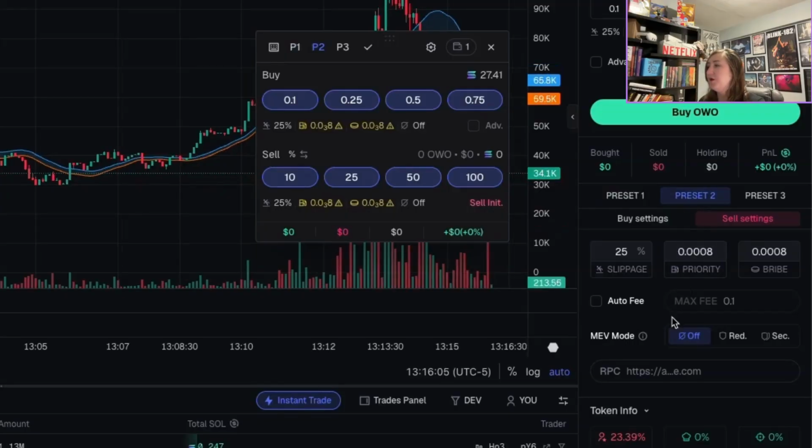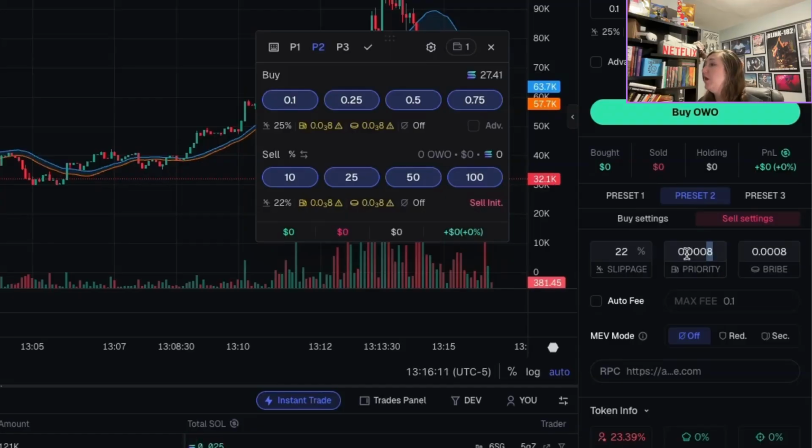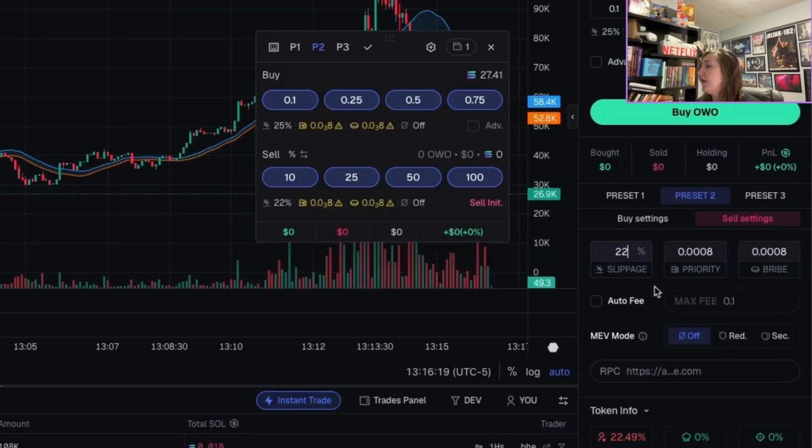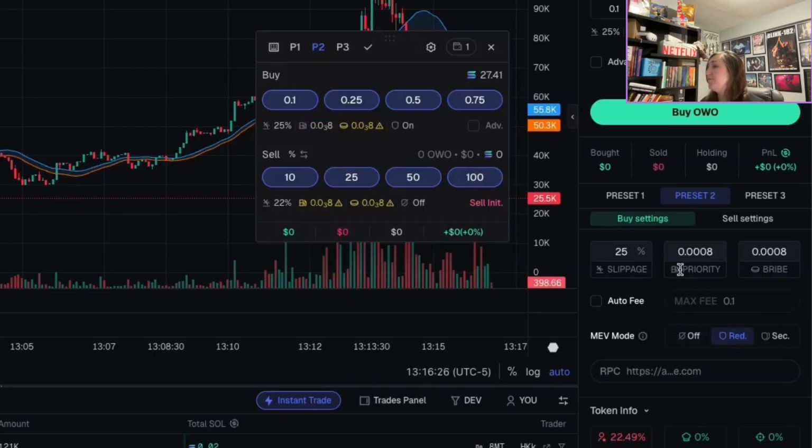So preset 2, if we have mid-range volume, I might even reduce this down to 22% here and have around 0.005 to 0.008. But you're usually looking for slippage around 20 to 25%. And you can keep your sell settings, MEV mode off. For buy settings, I just do a reduced MEV mode there. So I'll probably keep that at 2.